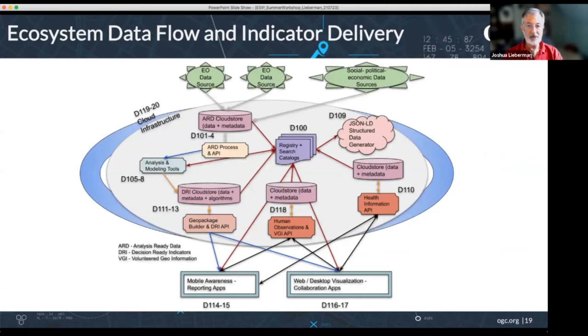Here is a picture. This was in the call for participation, of that wiring of different components, where we have the sources, we have the analysis ready data, the processing to decision ready indicators, the packaging to field ready applications, and several of the feedback loops, particularly health information and human observations, along with the structured web data publication that I mentioned before. So these are the components that the participants are implementing and will soon be tearing their hair out, figuring out how to have those components interact and produce the data flow and the production of useful indicators that we hope to demonstrate.